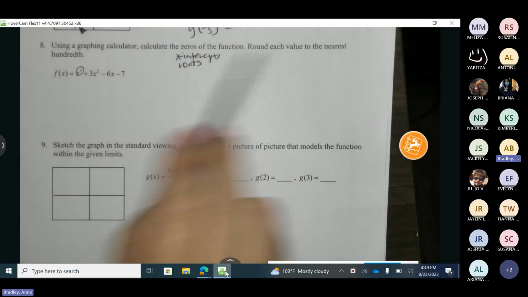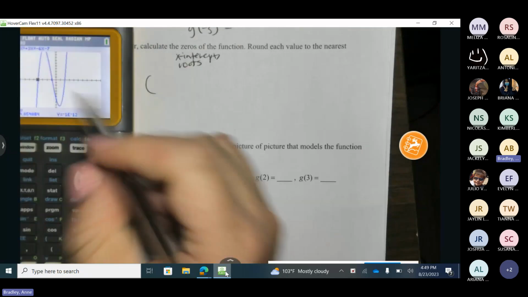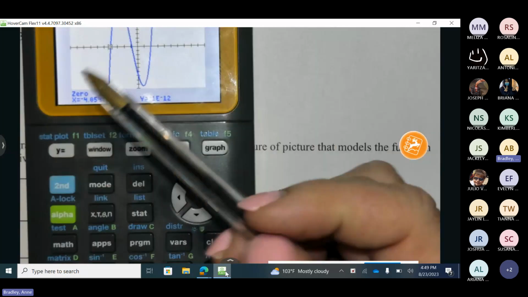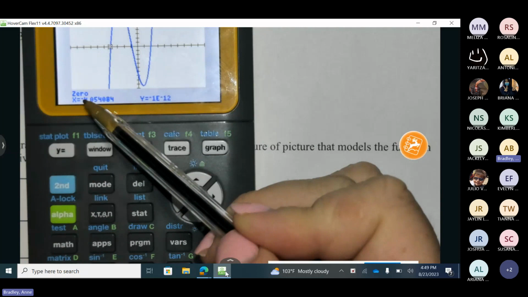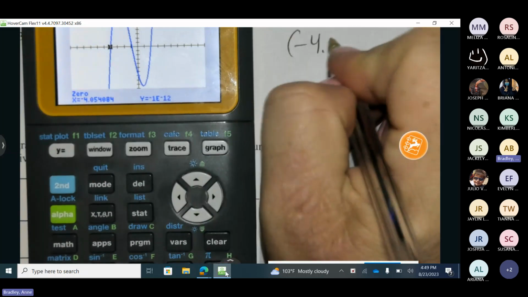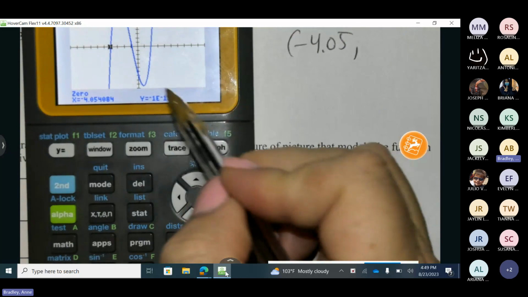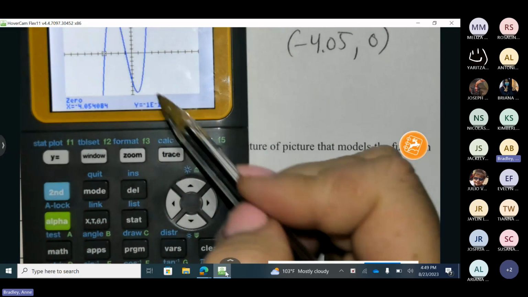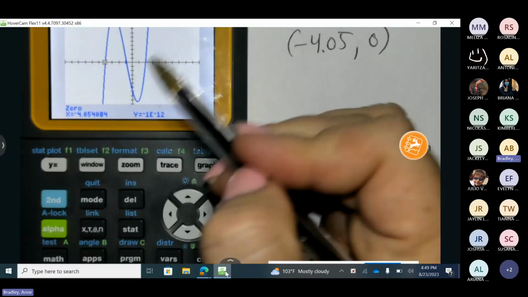Here it says to round to the nearest hundredth. So one answer is -4. I'll zoom in here. If you were going to round to the nearest hundredth, it'd be -4.05. This is virtually equivalent to 0 in scientific notation. Let's do the next one.